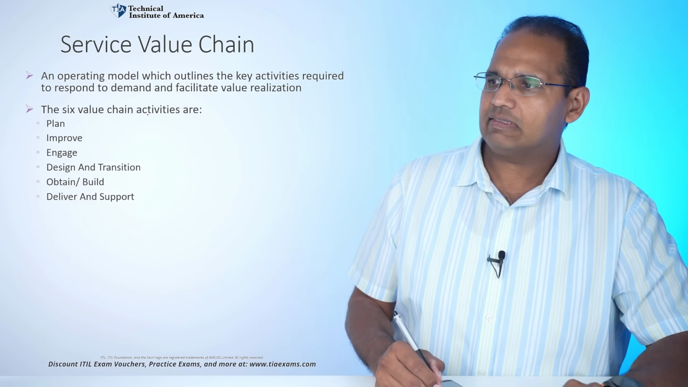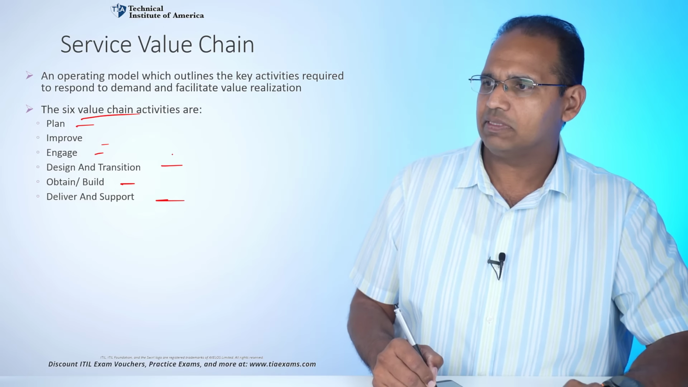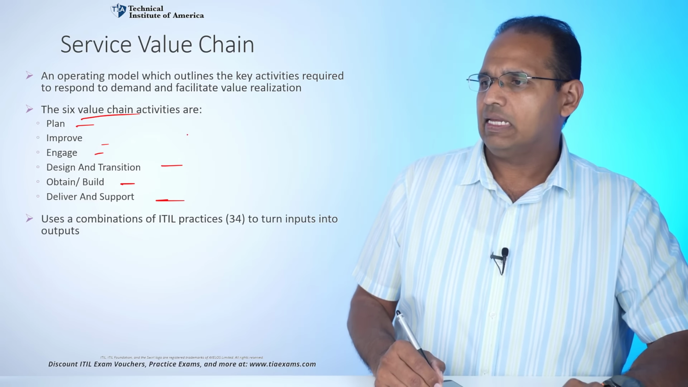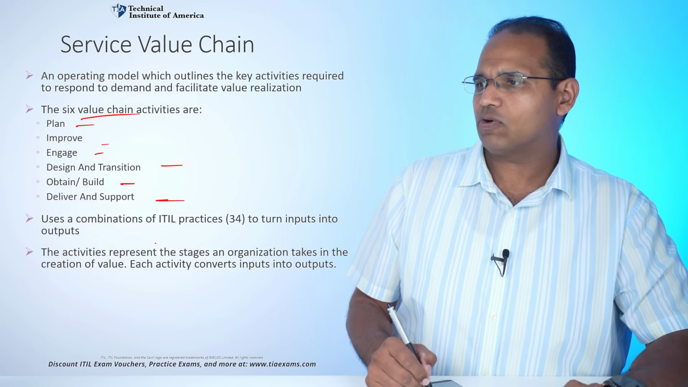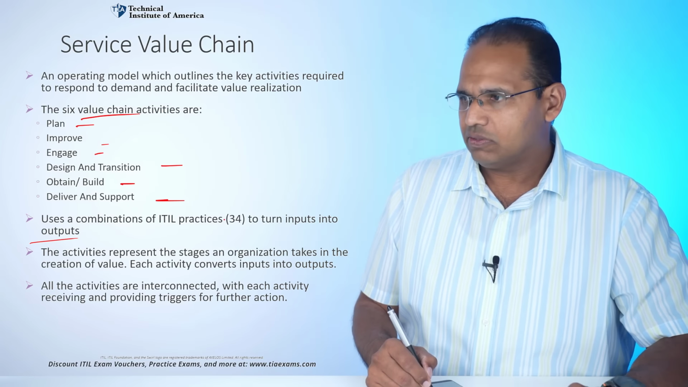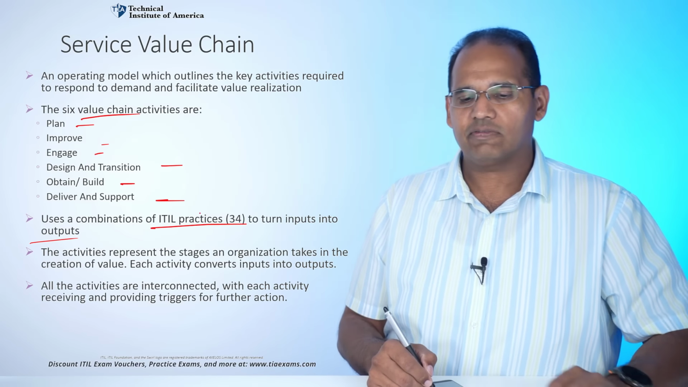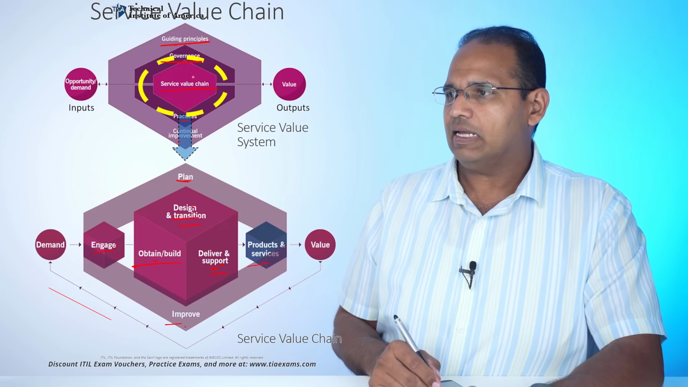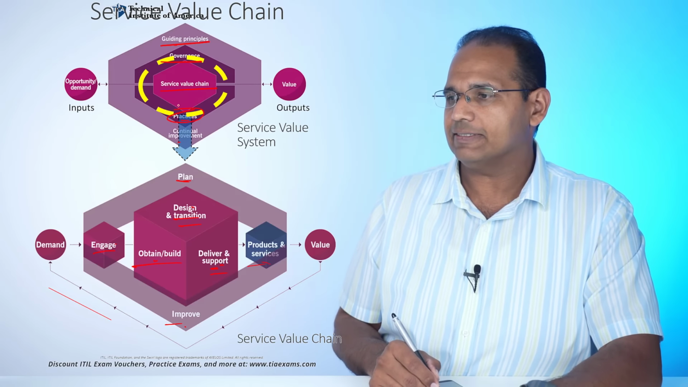So they have 6 activities. We just mentioned plan, improve, engage, design and transition, obtain and build, deliver and support. And this uses a combination of the 34 ITIL practices to turn them into outputs. Now, we're not going to cover all 34 practices. It's not needed in ITIL, but we will cover some of these ITIL practices. And just for your knowledge, these are the practices they're talking about here, which will come towards the end of this.